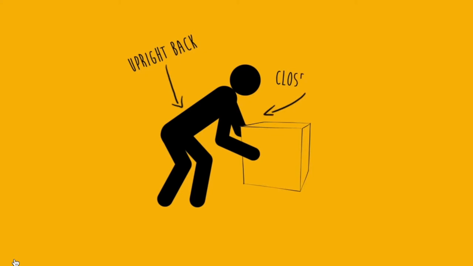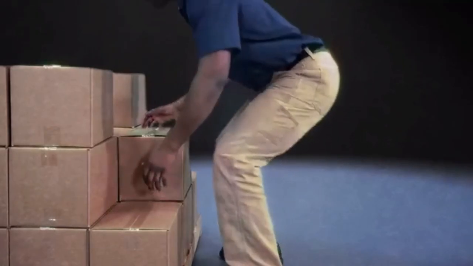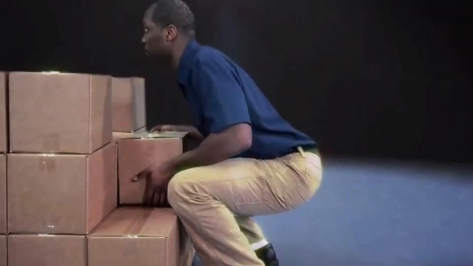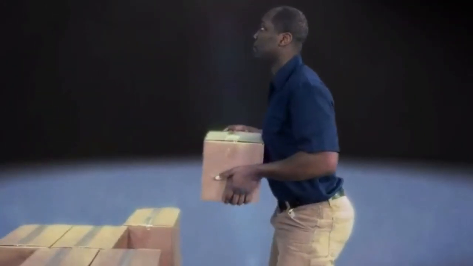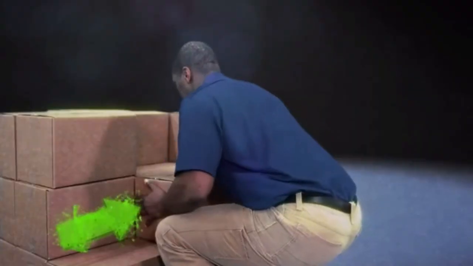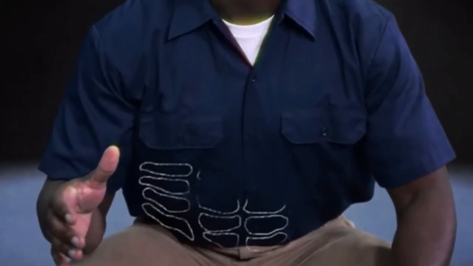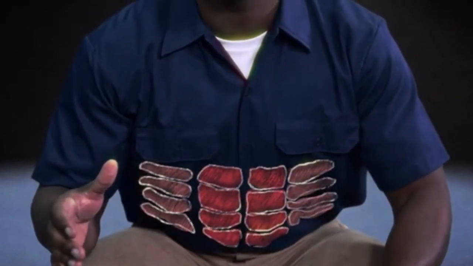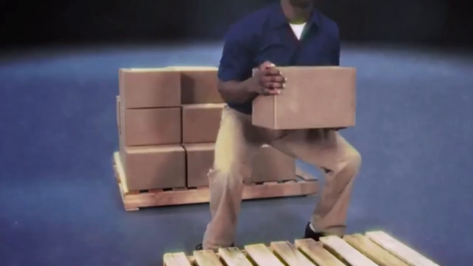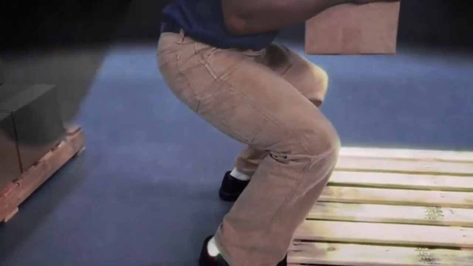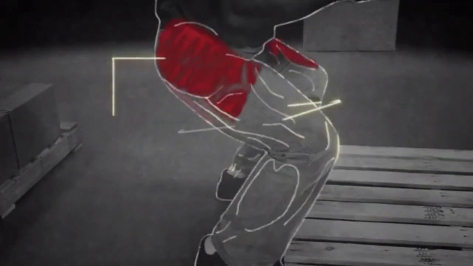Upright back, close to your body, use your legs, all excellent rules of thumb. Slowly lift with the power coming from your legs, raising the load close to your body. Keep your elbows in and try to keep your spine in its normal position. Tighten your stomach muscles and lift smoothly without jerking. When you set down or lift a load, most of the power should come from your legs.